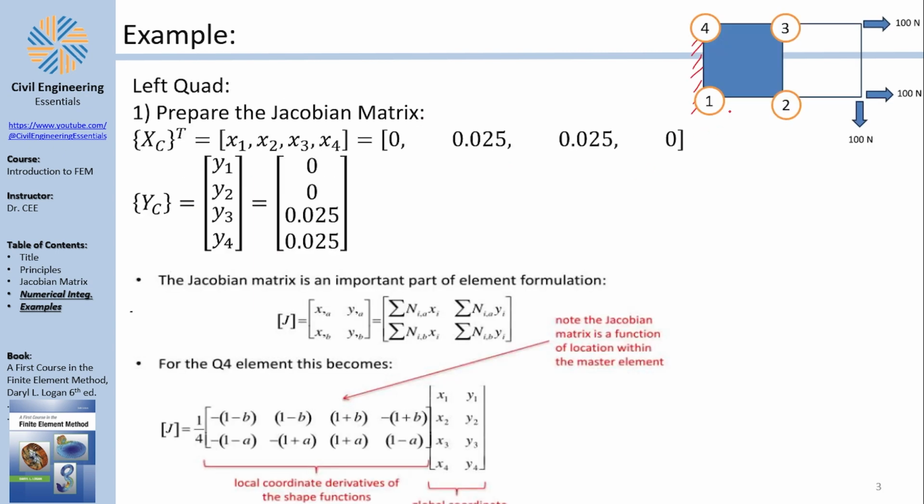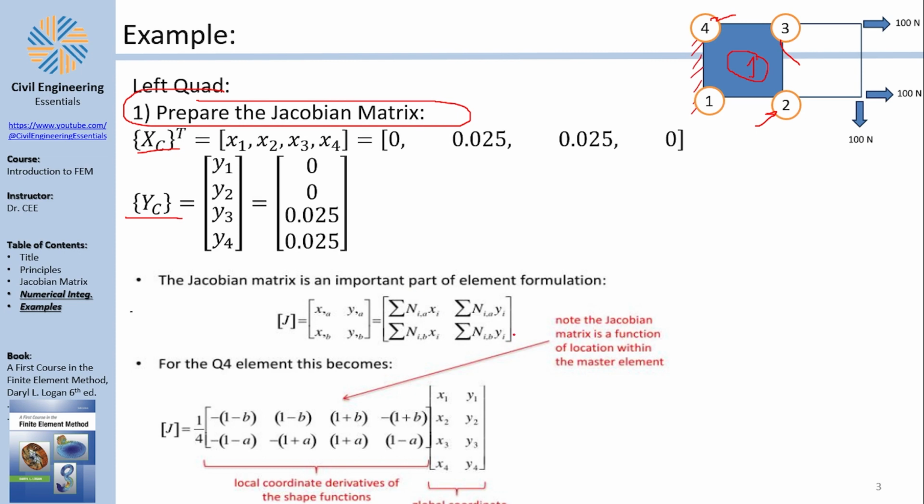To start with, I am going to take element number 1, which is on the left side. This is the left quad. Now, element number 1 is basically between node 1, node 2, node 3, and node 4. And you know the drill. We need to first of all prepare the Jacobian matrix. This means I would need the coordinate vector for x and the coordinate vector for y.